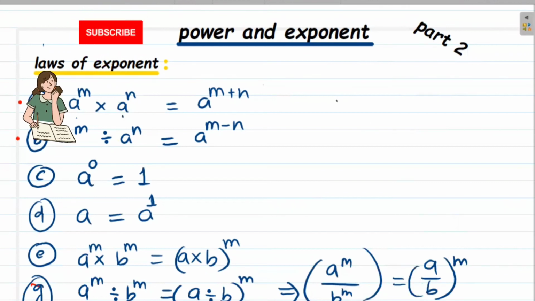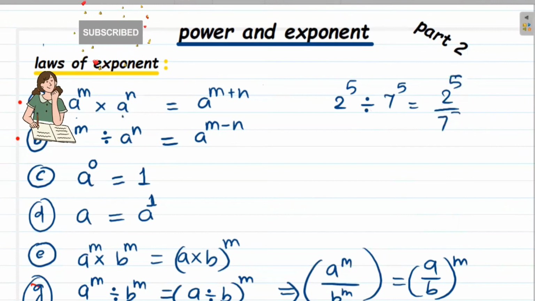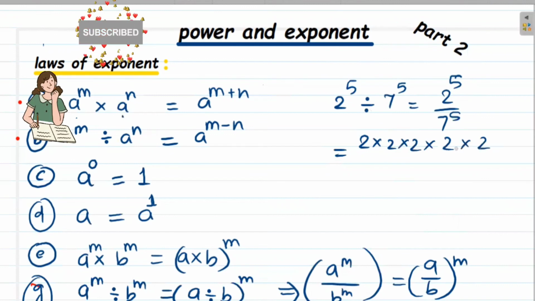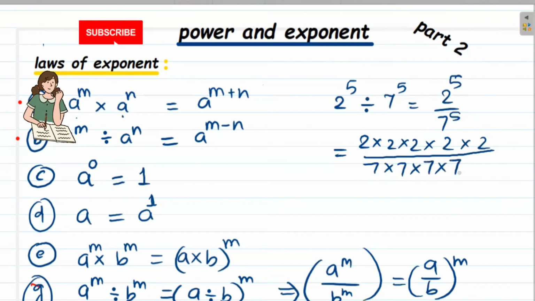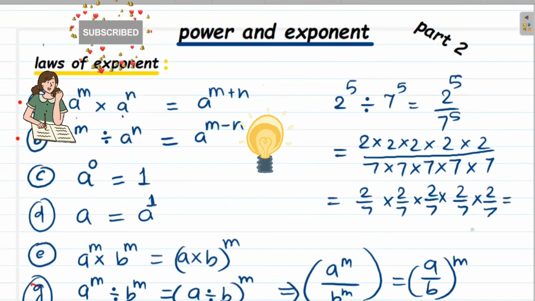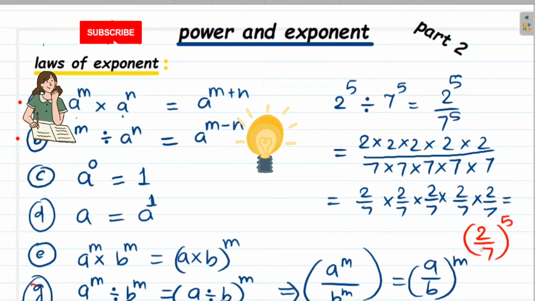Let's take an example: 2 raised to 5 divided by 7 raised to 5. I can write this as 2 raised to 5 upon 7 raised to 5. Now, 2 raised to 5 means my 2 is coming 5 times. 7 raised to 5 also means that 5 times I have to write 7. I can write this in the form of 2 by 7 multiplied by 2 by 7 multiplied by 2 by 7, 5 times, right? So from this, what can I conclude? That this rational 2 by 7 I am multiplying 5 times, so I can write (2 by 7) raised to 5.